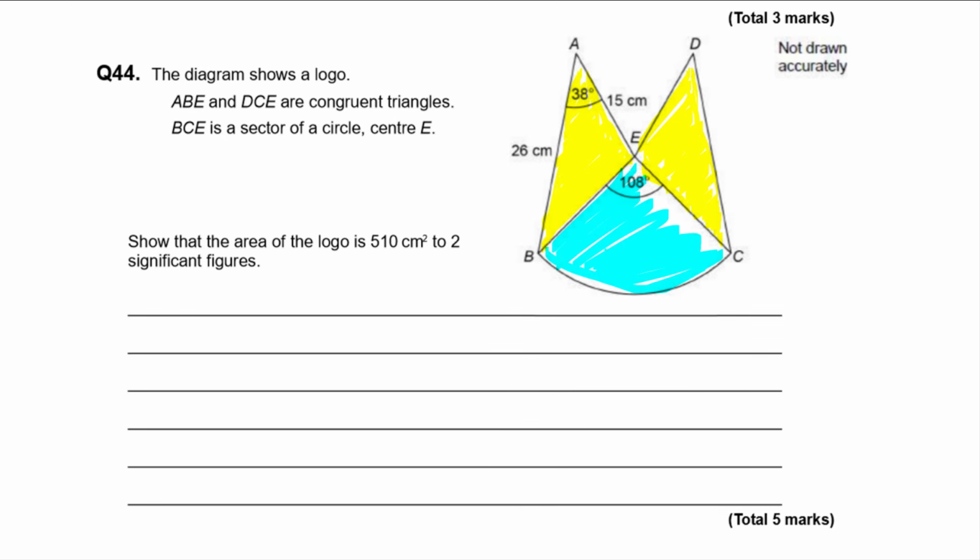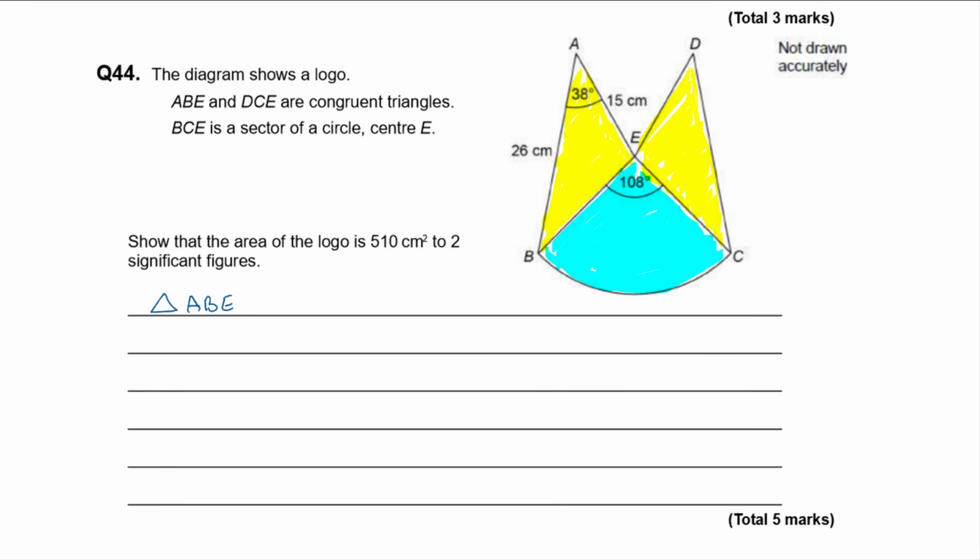Okay, so it's a sector and two identical non-right angle triangles. So a little bit of work to do, but you know, we can do it, I'm sure. Right, so let's break this down. Let's do the triangle first. So triangle ABE.